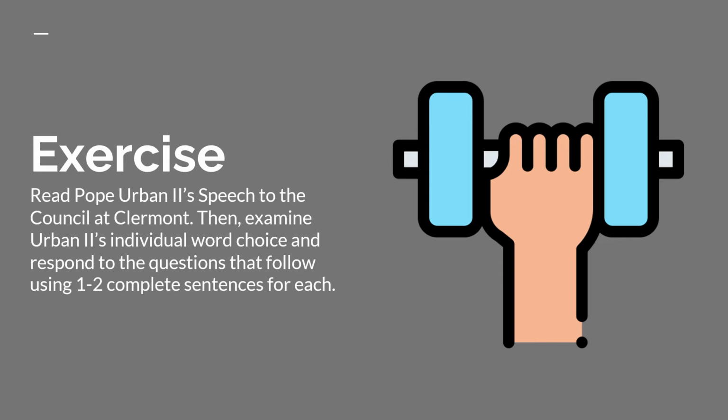Read a text by Pope Urban II from back in the 11th century, his speech to the council at Clermont. Then examine Urban II's individual word choice and respond to the questions that you're given using one or two complete sentences for each.